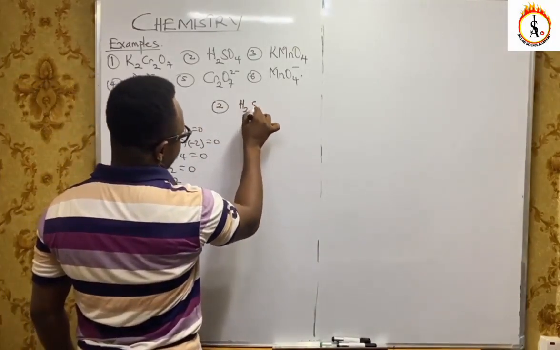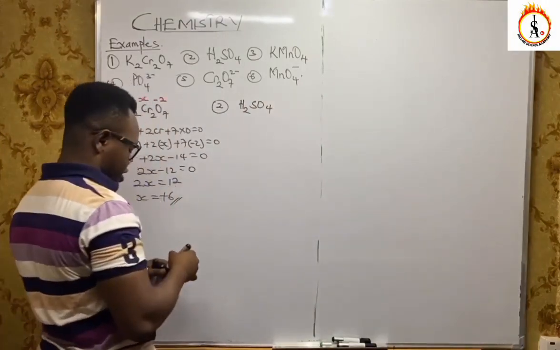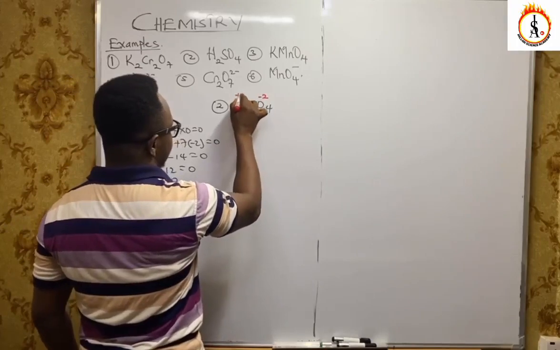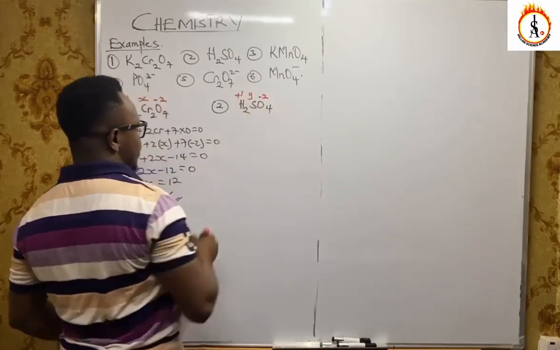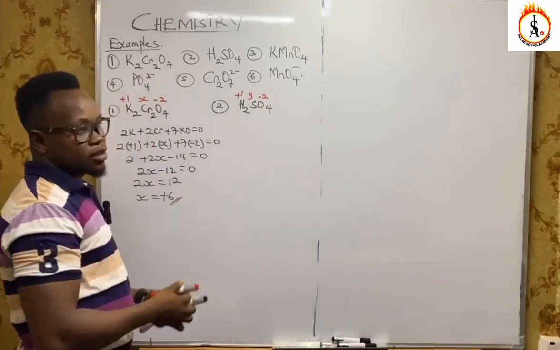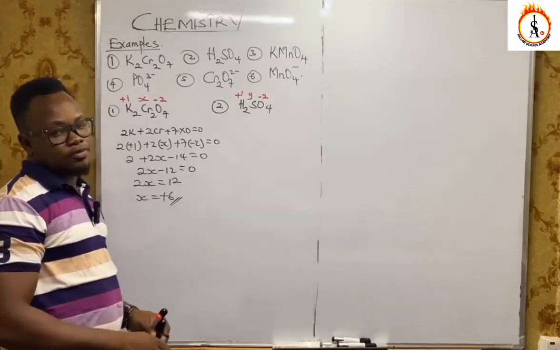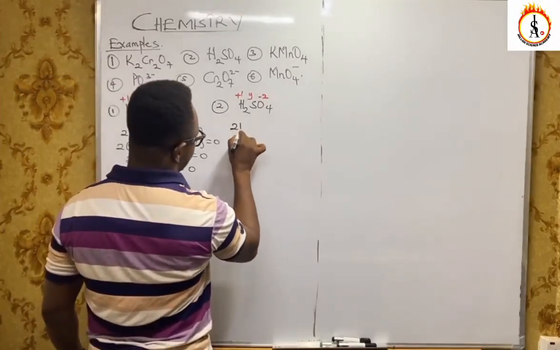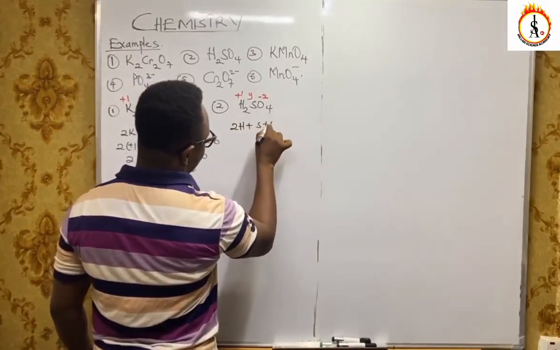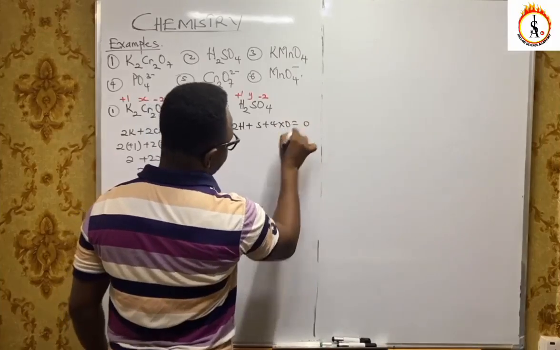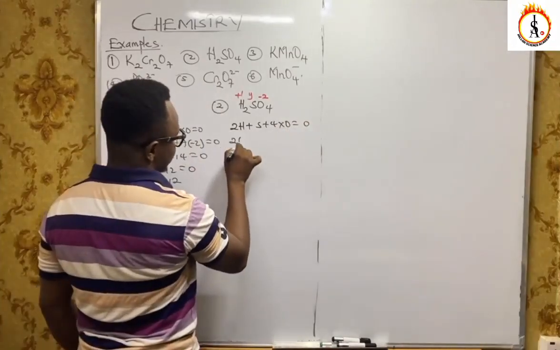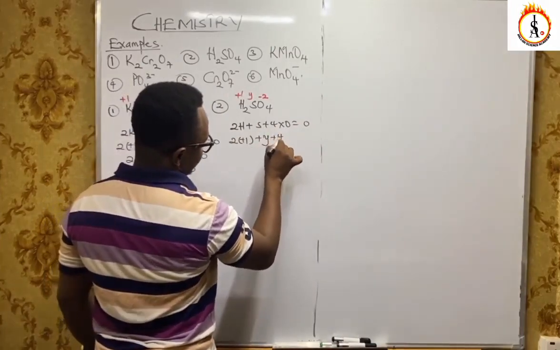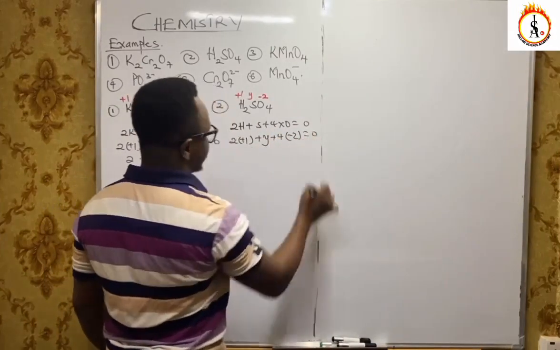We have H2SO4. Here also we assign oxidation numbers. Oxygen is -2, hydrogen is +1, sulfur is Y, we don't know. So this is a neutral compound. So the algebraic sum of the oxidation numbers of the species in there is going to be 0. So we have 2 hydrogen plus sulfur plus 4 multiplied by oxygen, everything will be 0. So hydrogen is +1, 2 by +1, sulfur is Y, +4 into oxygen is -2, everything 0.